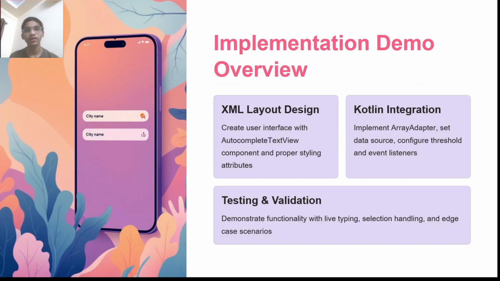Here's a quick overview of the implementation. First, in the XML layout, we design the user interface with the AutoCompleteTextView and apply the necessary styling to it. Then in the Kotlin file, we connect it to a data source using an ArrayAdapter, set the threshold, and handle item selections with listeners. Finally, we will do the testing and validation by typing live, checking suggestions, and verifying the edge cases. Now let's move to the practical demo in Android Studio to see this in action.